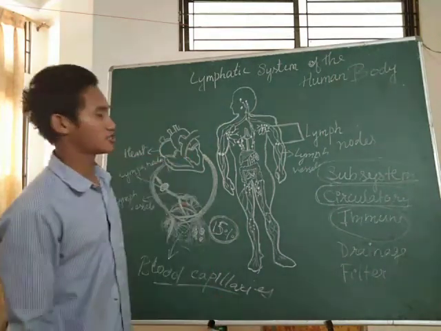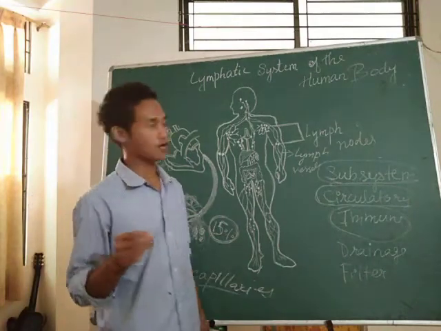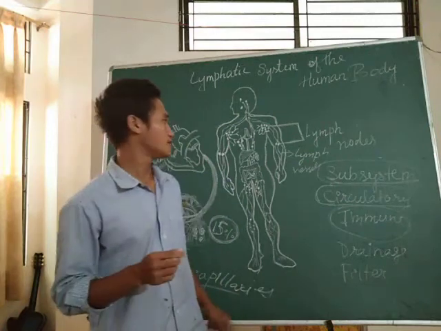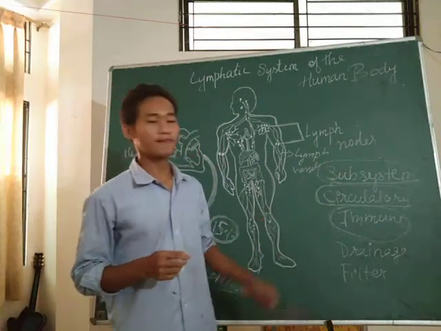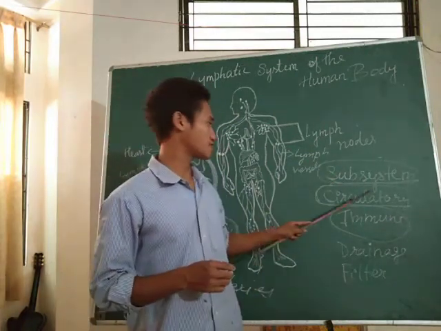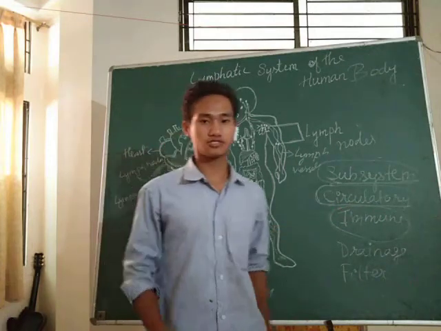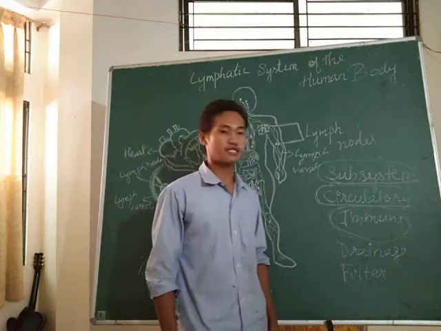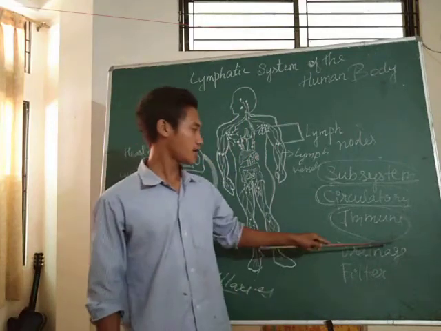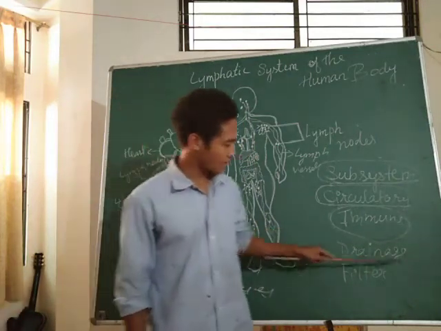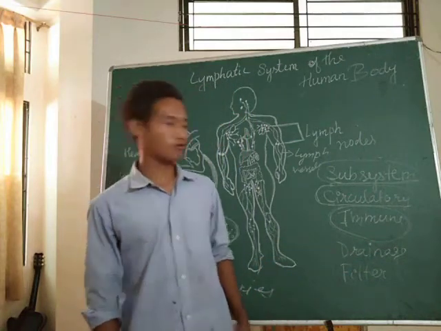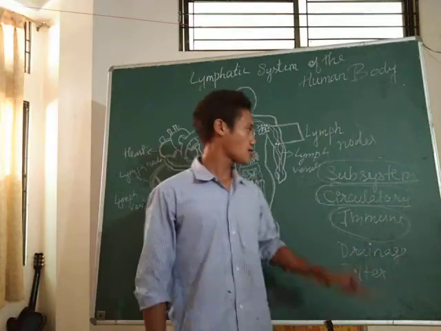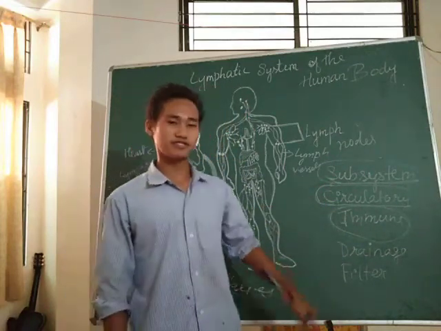Now, in a nutshell, if we want to understand what the lymphatic system is all about, in short, the lymphatic system is a subsystem of the circulatory system and the immune system. It also acts as the drainage system for the human body, and it also acts as a filter for the human body. We will be discussing these points in this video.